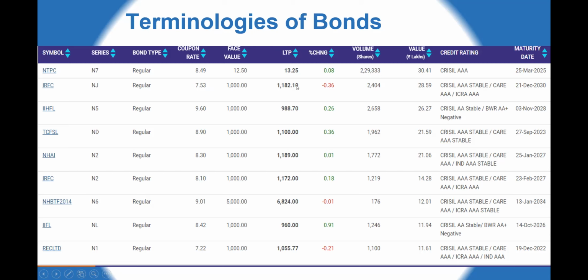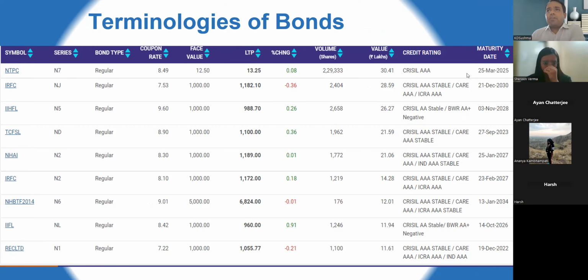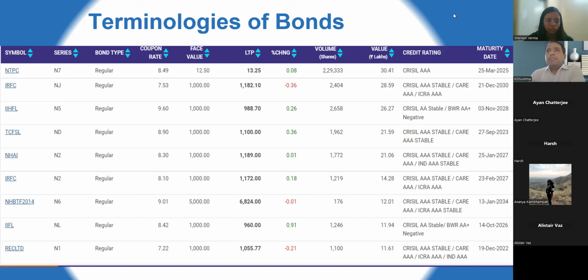And the 182.10 I will not get back. At the time of maturity, I will get my 1000 rupees back, not 1182. Correct? So that means this extra 182 rupees is purely an expense for me. Purely an expense, right? With me, everyone? Yes, sir. This is an expense. Now 75.3 rupees is my annual earning, right?